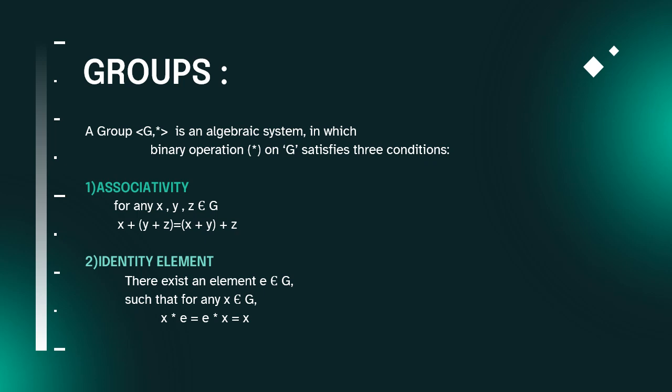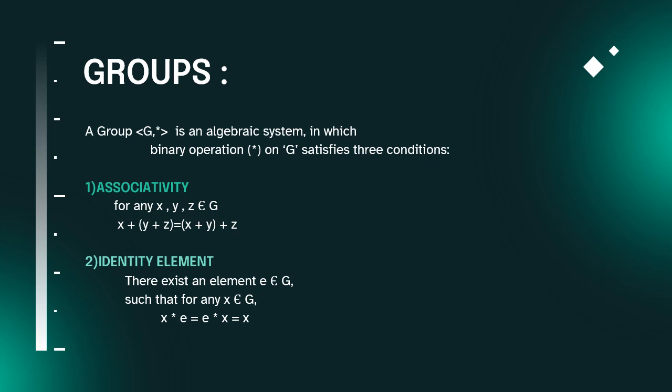So we can say in an ordered pair (G, *), G is a non-empty set, an algebraic system, and * is the binary operation on G. This G is said to be a group if and only if it satisfies three conditions. These three conditions are the associative property, identity property, and inverse property.